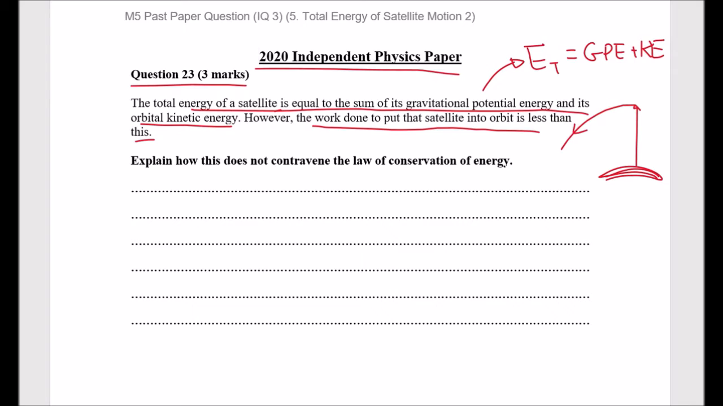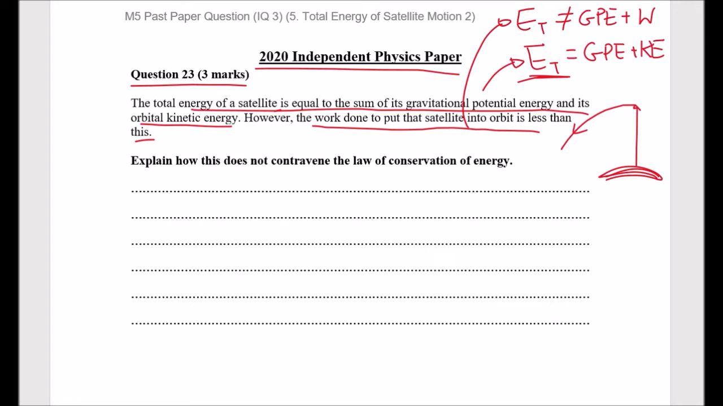So what we should see is total energy equals gravitational potential plus that. But what we're seeing is that the total energy does not equal gravitational potential plus the work done. So why is that the case? Let's get into defining the difference, okay?